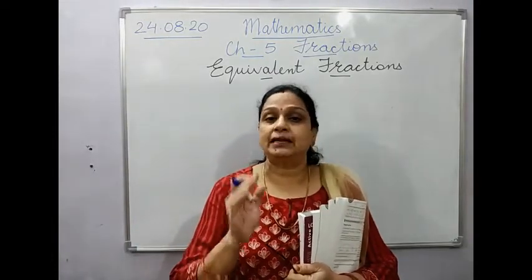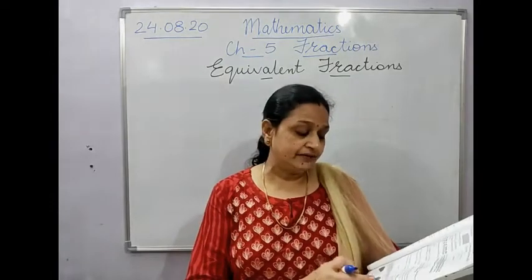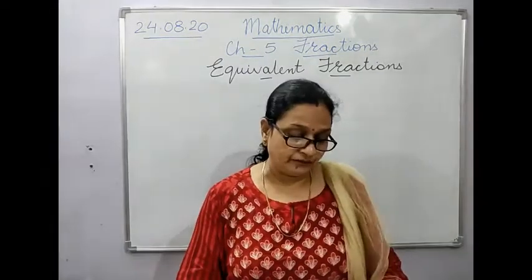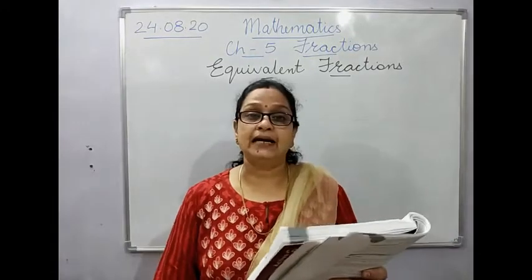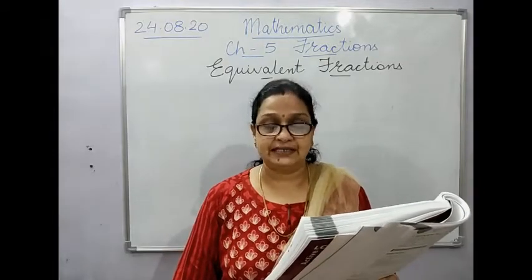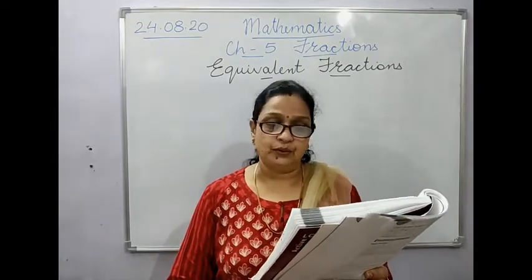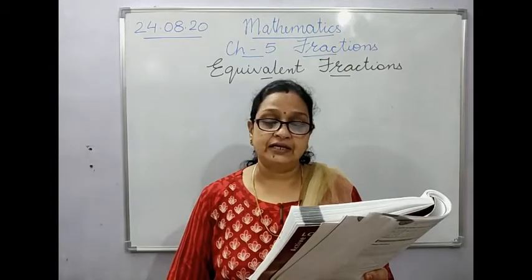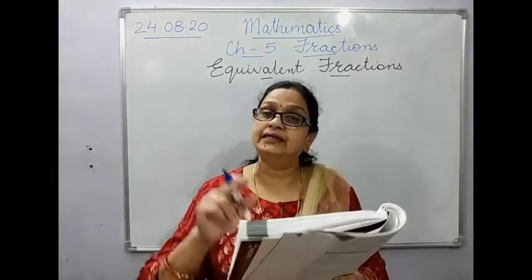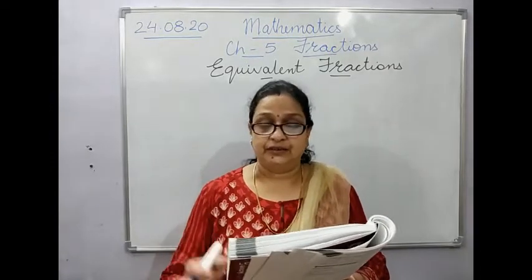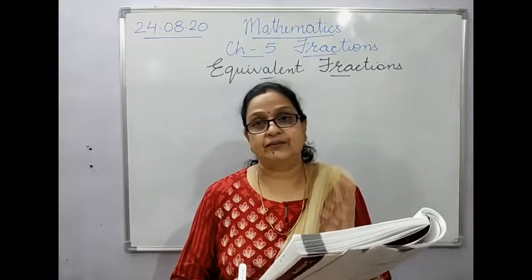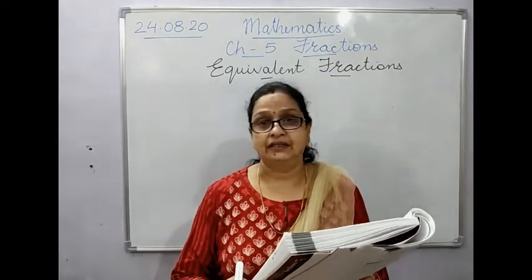But it should be by the same number. Both the definitions are given, I am repeating. To get an equivalent fraction of the given fraction, multiply the numerator and the denominator of the fraction by the same number except 0. To get an equivalent fraction of a given fraction, divide the numerator and denominator of the fraction by the same number except 0. This is only in the case when the numbers are larger.